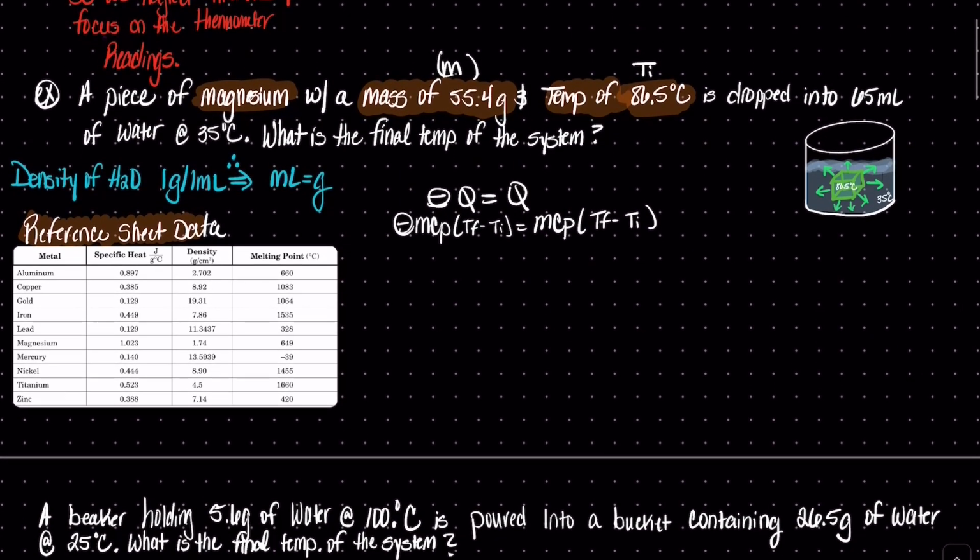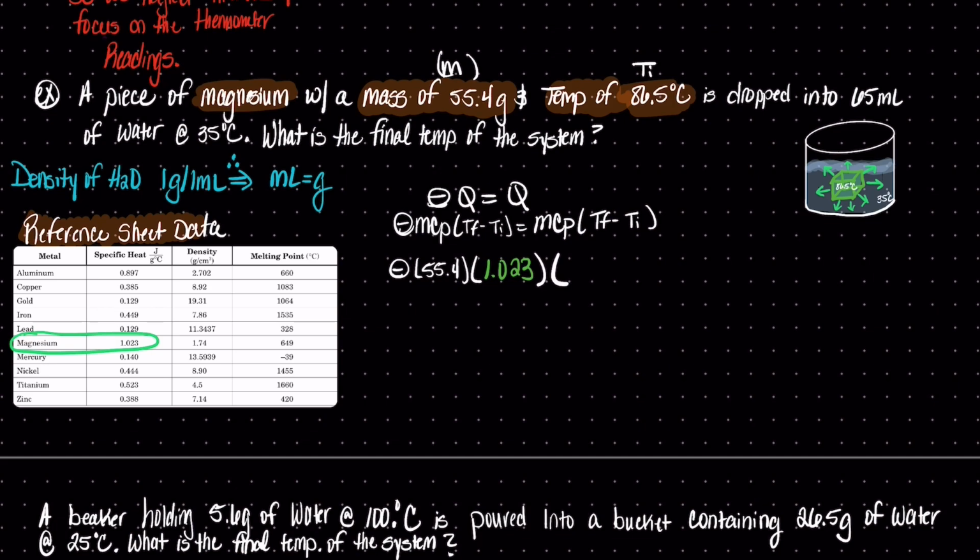And of course, we've got to visit our reference sheet here. So we're going to keep that negative in there. I'm given a mass, 55.4. Now I need to check on down here for my magnesium specific heat at 1.023 joules per gram degree Celsius, of course. Slide that in where it belongs.